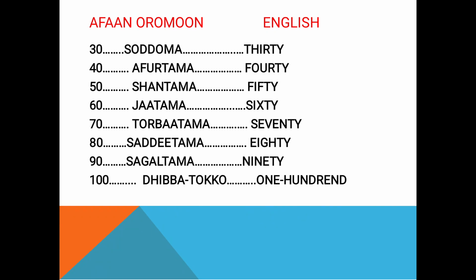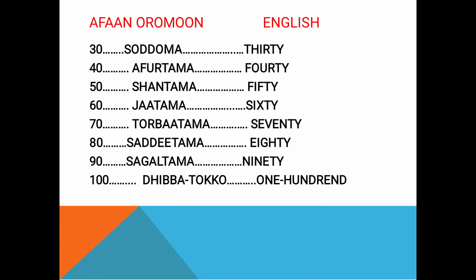So if it is soddoma, it is 30. If it is 31, soddomii tokko. If it is 32, soddomii lama. It continues. Afurtama, 40. It is also the same. Afurtamii tokko, 41. Afurtamii lama, 42. Afurtamii sadii, 43. It continues.